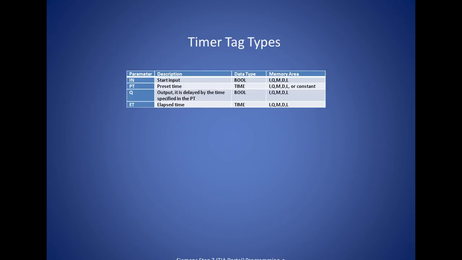Whenever a timer is created, a data block is also created, and it has these tags. So we have the IN tag, which is the input to start the timer, and it's a Boolean type. We have the PT tag, which is a preset time, and it's a time data type, so it can have days, hours, minutes, etc. Q is another Boolean, and this is the output. And for a T-on timer, it is delayed by the time specified by the preset time. And then ET is another time tag.